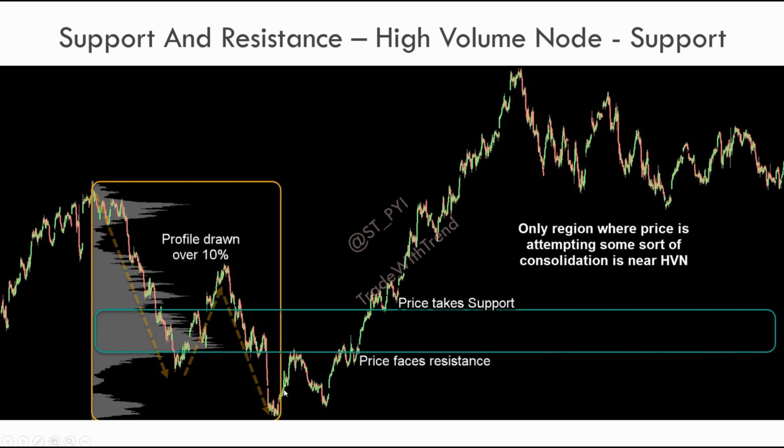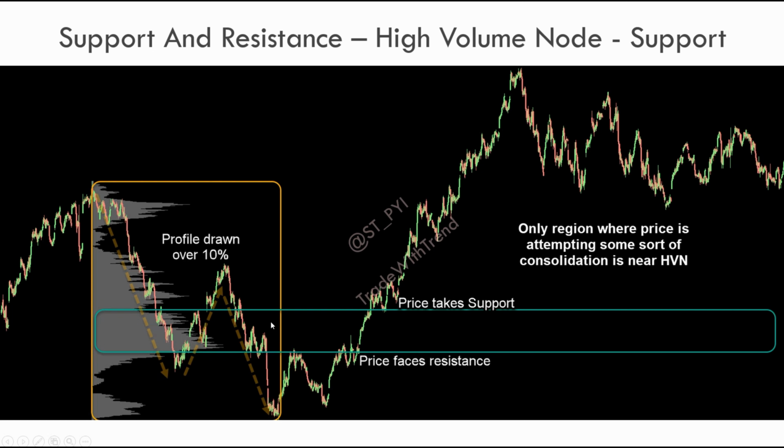So now let us assume price is here. Price tries to move up, but it faces resistance in this high volume node region. It moves down again, but this time it tries to move up again, faces resistance, but it is successful in breaking out of this range. But look what happens after that.